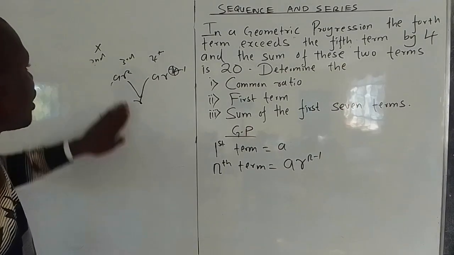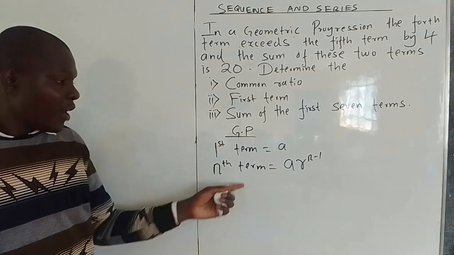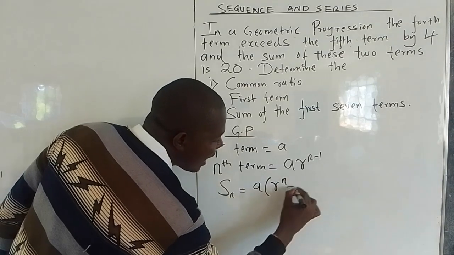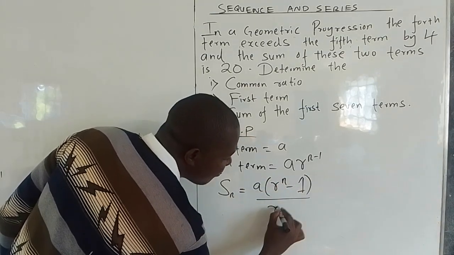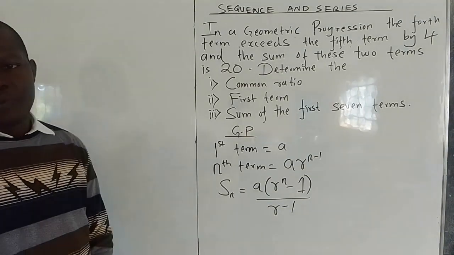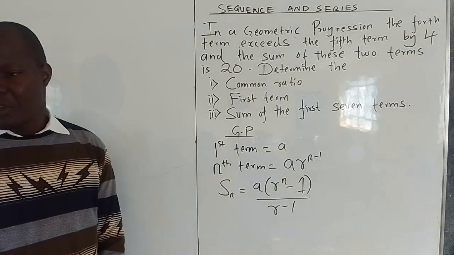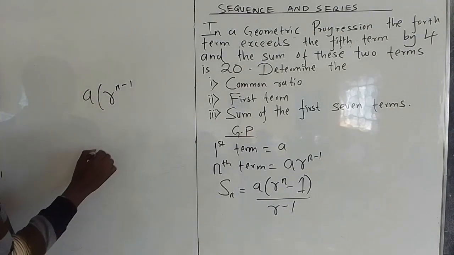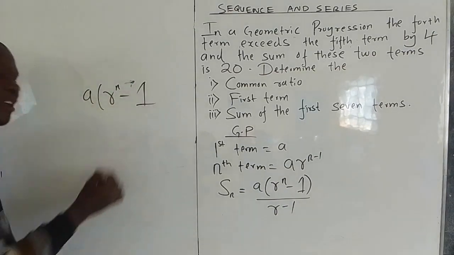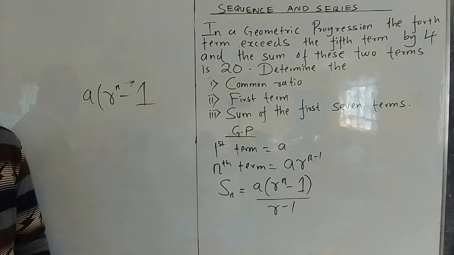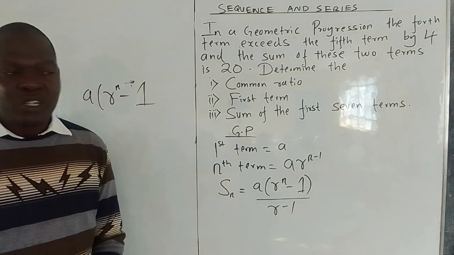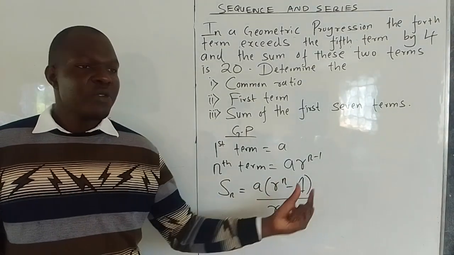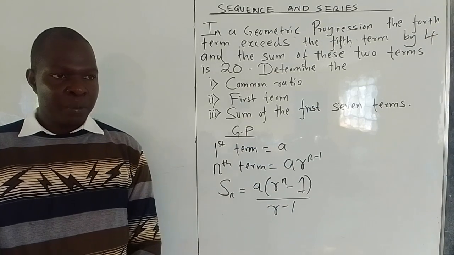Then the next thing you need to know about a GEP is that the sum of n terms of a GEP is given by A into R raised to power n minus 1 over R minus 1. And that formula you read from the table, if you've not mastered it, but you've derived it, isn't it? Remember, it is not AR^n minus 1. It is AR^n minus 1, where 1 is a different term from A times R raised to power n. That is the reason why it is important for us to derive them, so that you know the difference instead of bringing confusion later, isn't it?